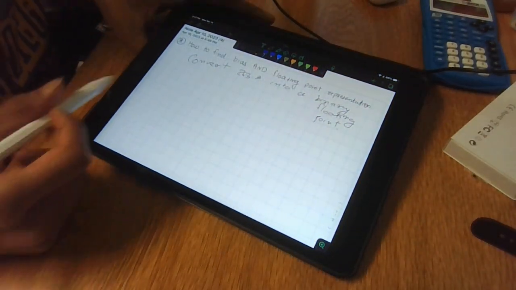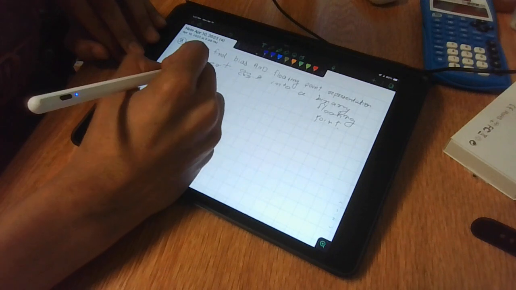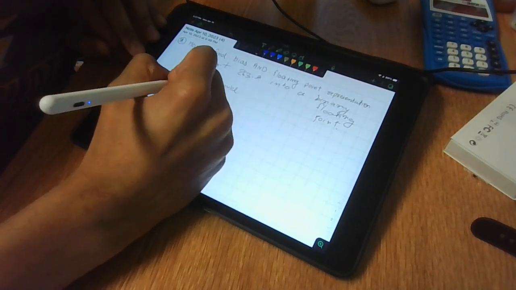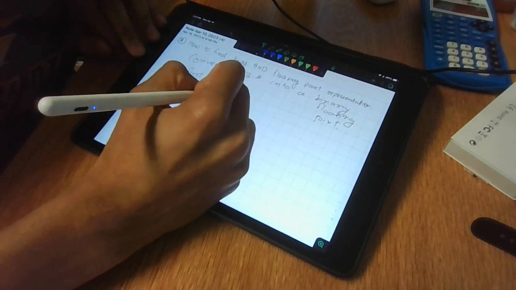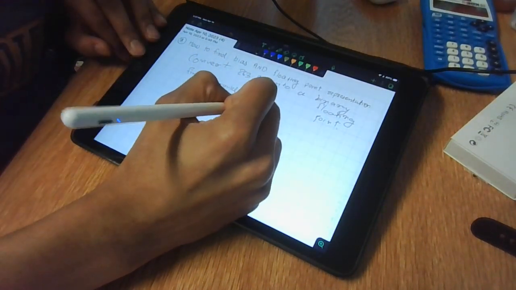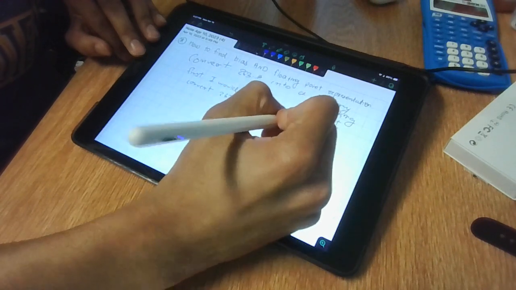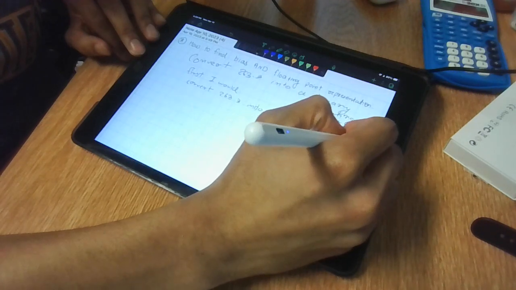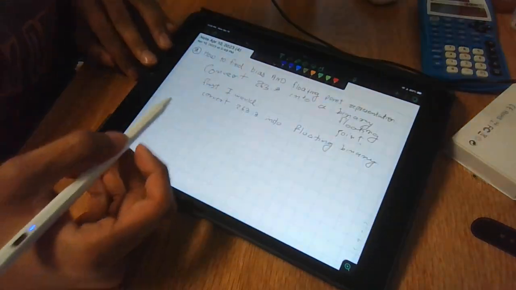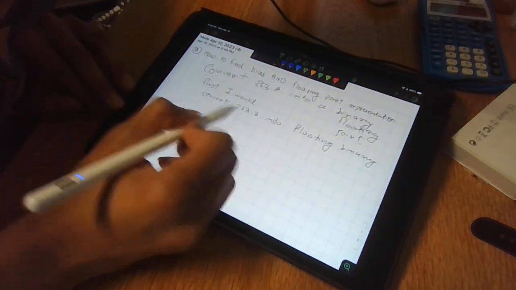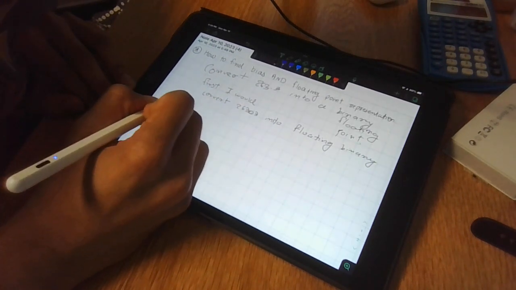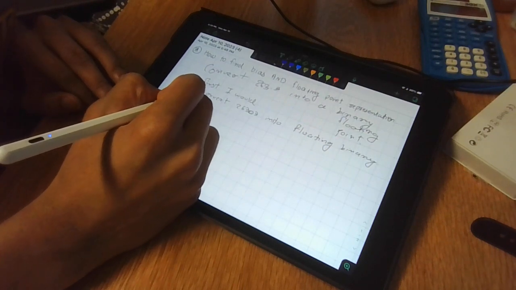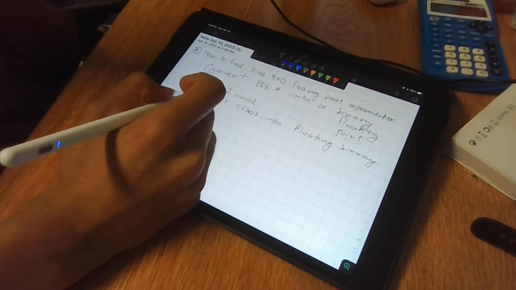First, I would convert 263.3 into floating binary. Okay, so in order to do that, I need to convert 263. This is the radix point. I have 263 right here, and then I will divide this by 2 and get something.